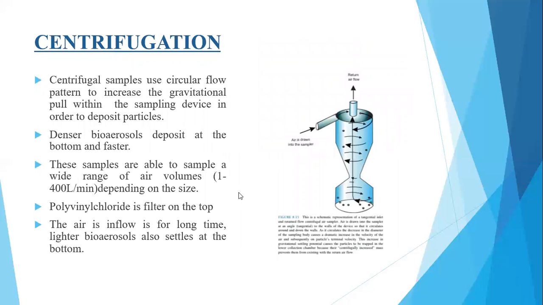Centrifugation. Centrifugal samplers use a circular flow pattern to increase the gravitational pull within the sampling device in order to deposit particles. The denser bioaerosols deposit at the bottom, and the first row. These samplers are able to sample a wide range of air volumes, from 1 to 400 liters per minute depending upon the size. Polyvinyl chloride is a filter on the top and the air inflow is long; lighter bioaerosols also settle at the bottom.